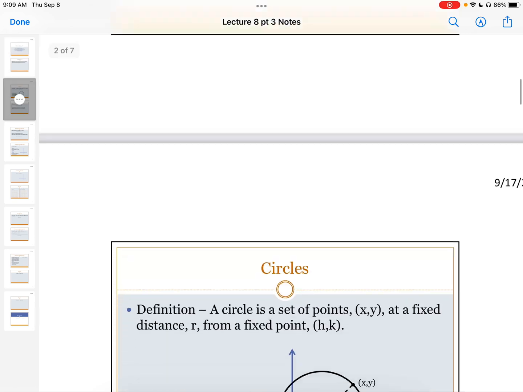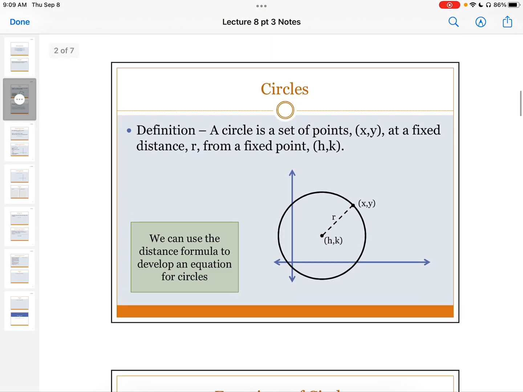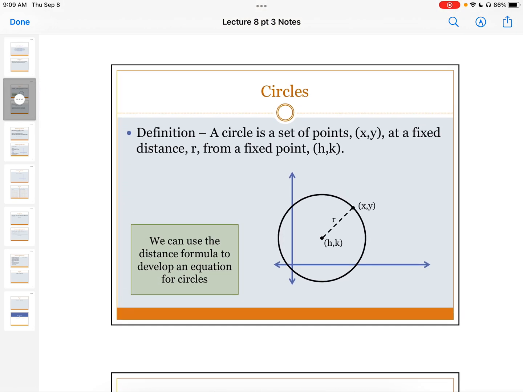So we're going to go ahead and skip that bell ringer. Okay, definition of a circle. A circle is a set of points x and y at a fixed distance r from a fixed point h, k.